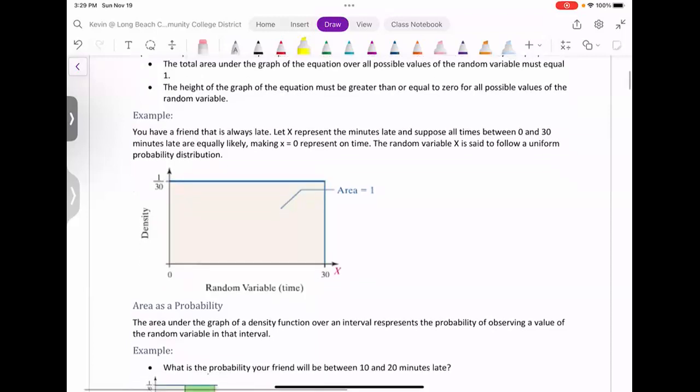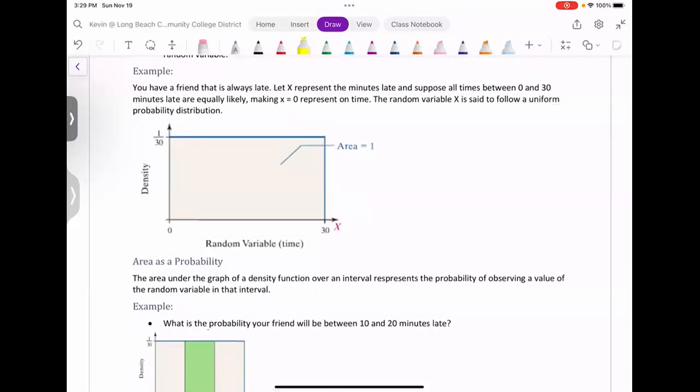So this is a good example here. You have a friend that's always late. Let x represent the number of minutes late. And suppose that all times between 0 and 30 minutes late are equally likely. This is a uniform density. And making x equals 0 is they got there on time. So if we're on the x-axis going from 0 to 30, then the height must be 1 over 30, because when we multiply 30 times 1 over 30, we get exactly 1. So here's our first distribution.